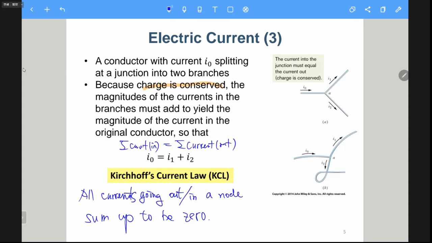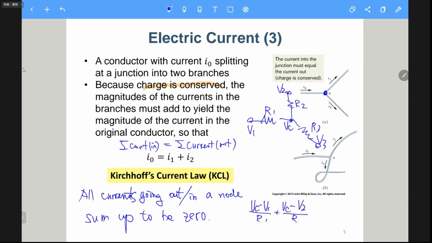For example, if there is a circuit like that, usually I will just count all the currents going outside. For example, this one is VC, V1, V2, V3. I will just write this is R1, R2, R3. I will just write it as VC minus V1 over R1 plus VC minus V2 over R2 plus VC minus V3 over R3 equals 0. So you don't need to bother whether this one is going in and that one is going out.